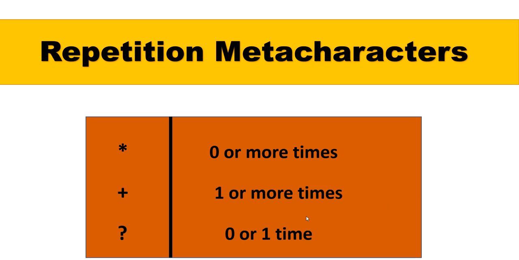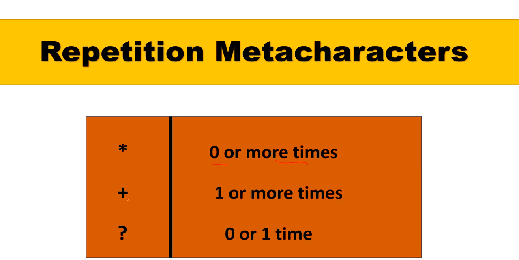So first, if we use asterisk, then the item will be repeated either 0 times or more. So it's completely optional. It may be there for 1 time, 2 times, 3 times, or an infinite number of times.